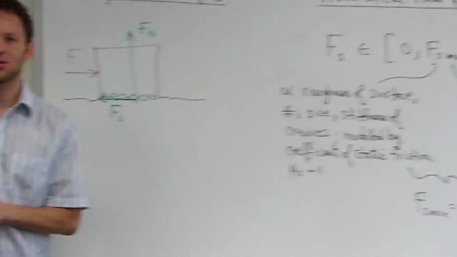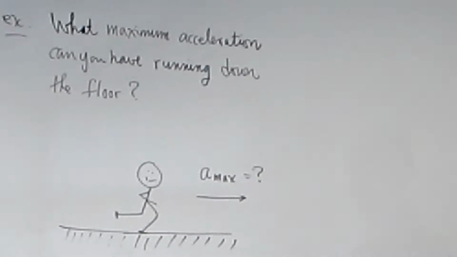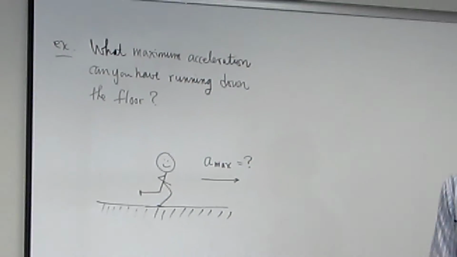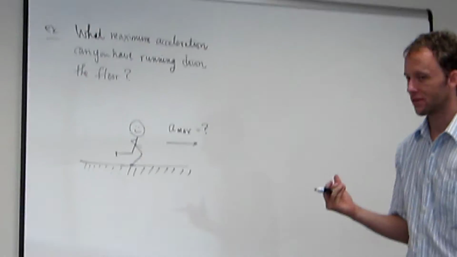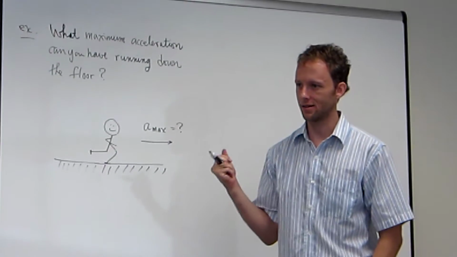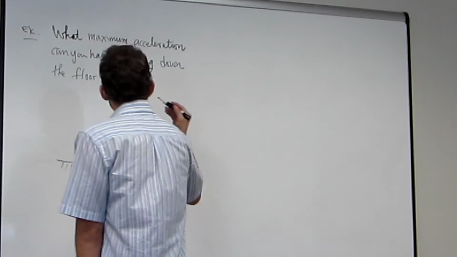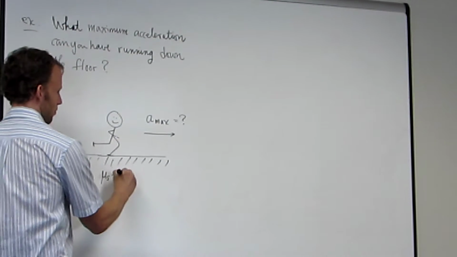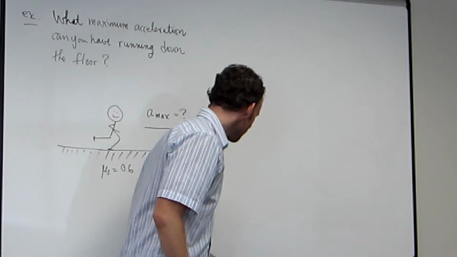Alright, let's apply this to a quick, simple example. Suppose you're a basketball player sprinting down the floor. We'd like to know what maximum acceleration you could have. Clearly, I think we can intuit that the maximum acceleration is dependent on the roughness of the surface. You can accelerate faster along asphalt than you can along ice. So, suppose the coefficient of static friction is something around 0.6. We'd like to know what your maximum acceleration is.